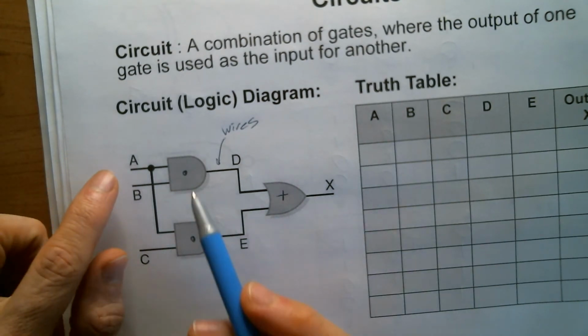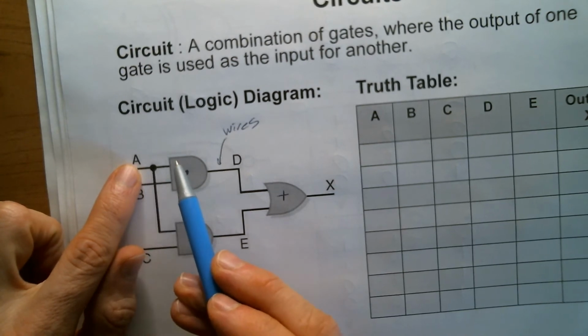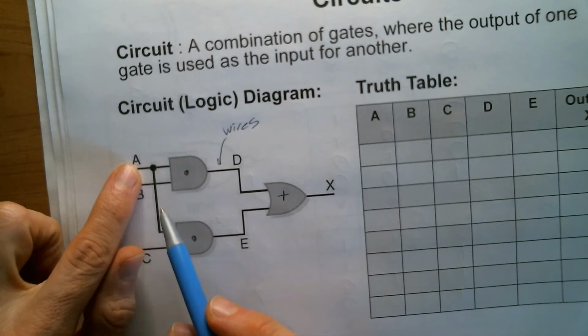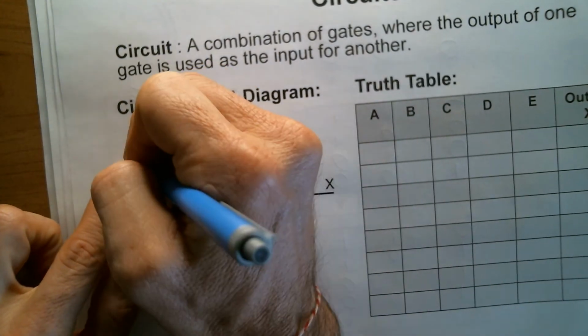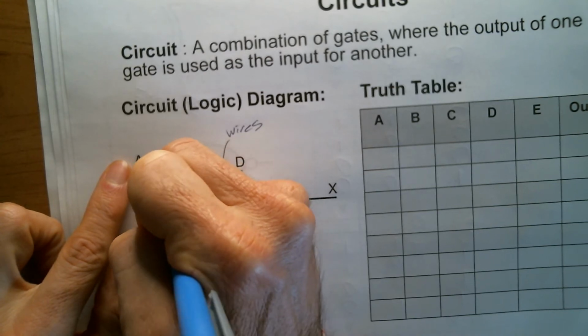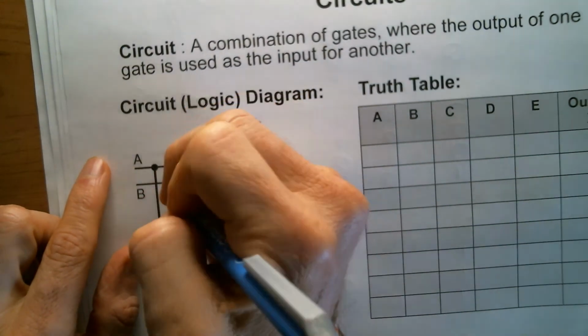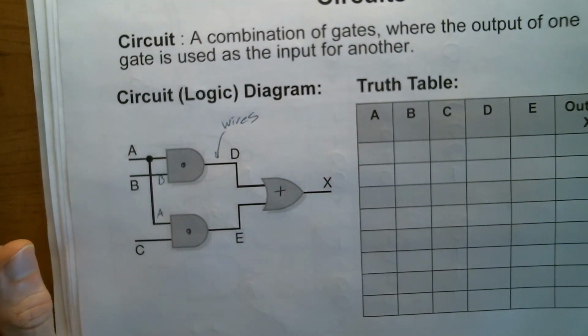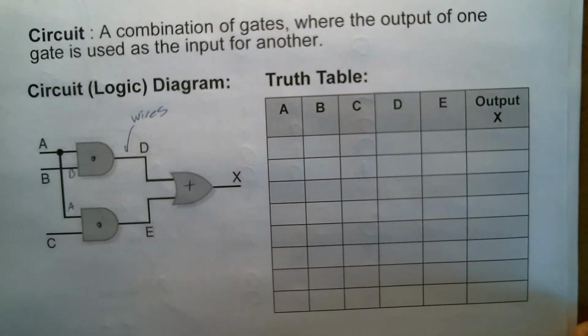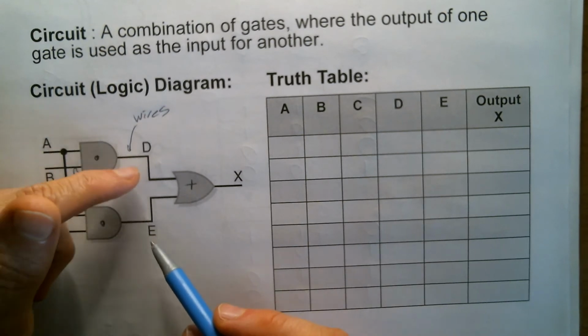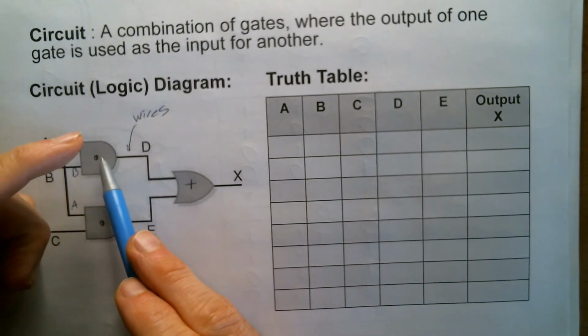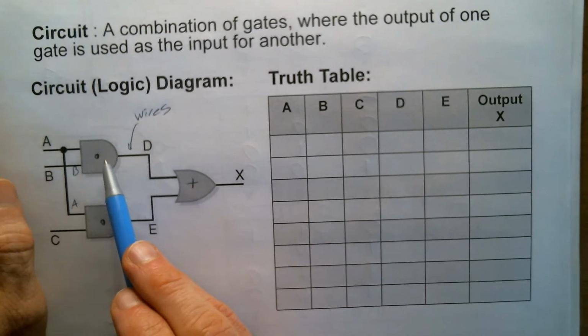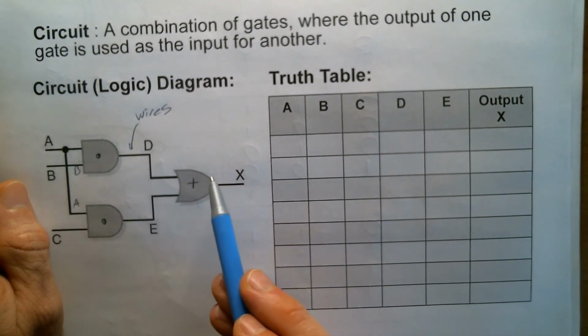Now, this is basically just showing that this is my A input, and it goes here, and then it goes down in here. So this is A, this one right here is still the letter A, this is C, and this one would be the letter B right here. It's just going straight in. Now, our truth table. A, B, C are straight inputs. D and E are outputs of these operations, and then they become inputs into this OR gate.